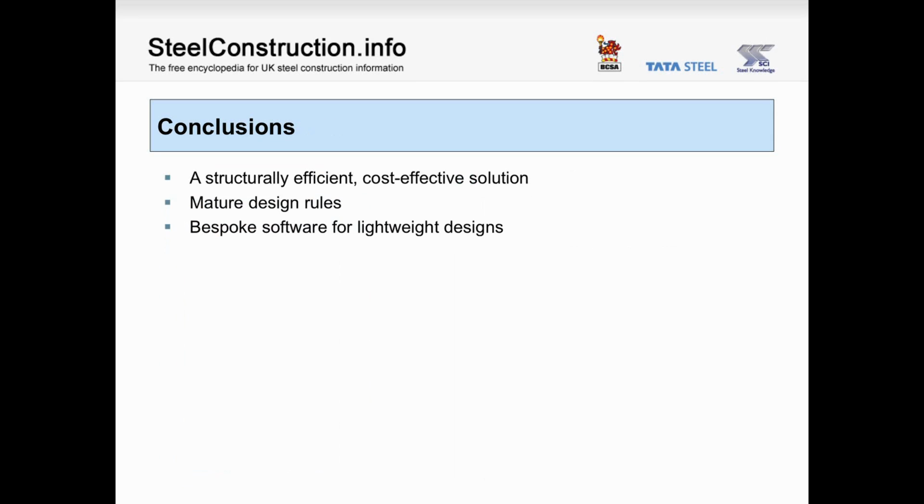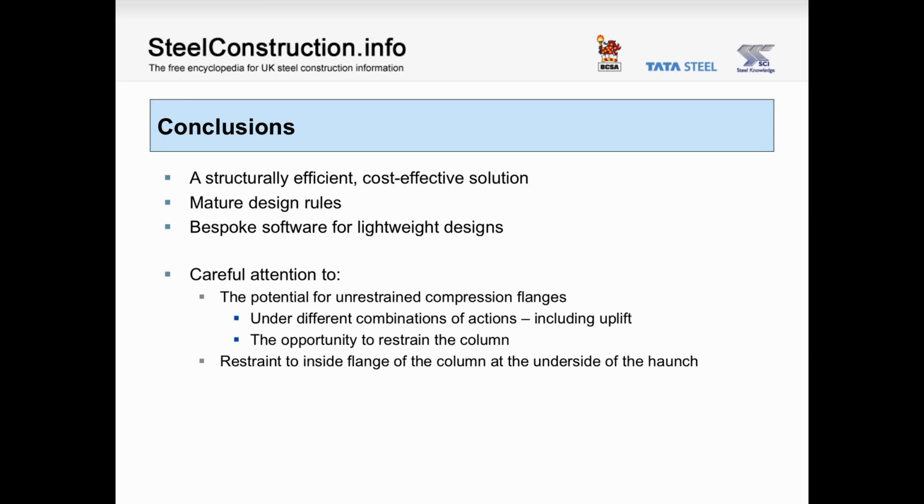My concluding remarks are then that a portal frame is a very common form of construction, and rightly so. It's structurally efficient, it's lightweight, it's cost effective. There are mature design rules which are appropriate for the design of portal frames. Often we would use bespoke software, and that will produce a very competitive design. There are some things that we do need to pay careful attention to, particularly unrestrained flanges. We need to be aware that under different combinations of actions, notably reversal, other flanges may be unrestrained compared to the gravity combination of actions.